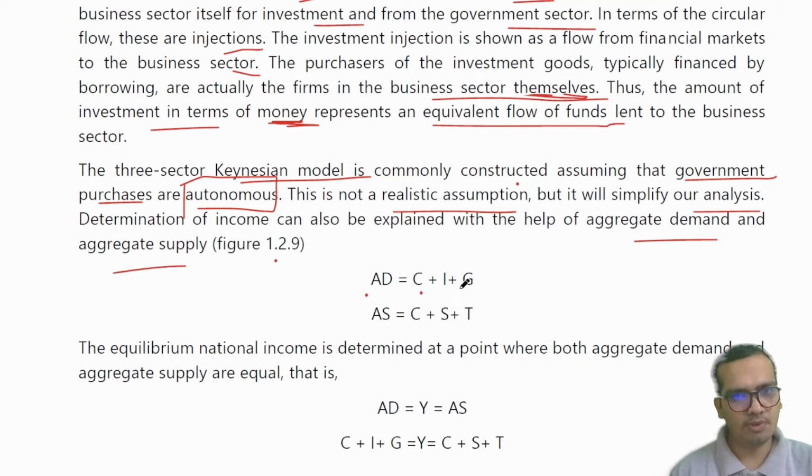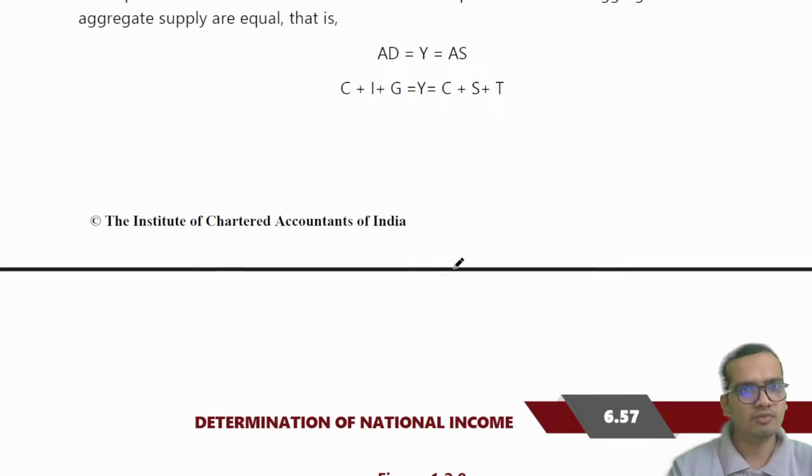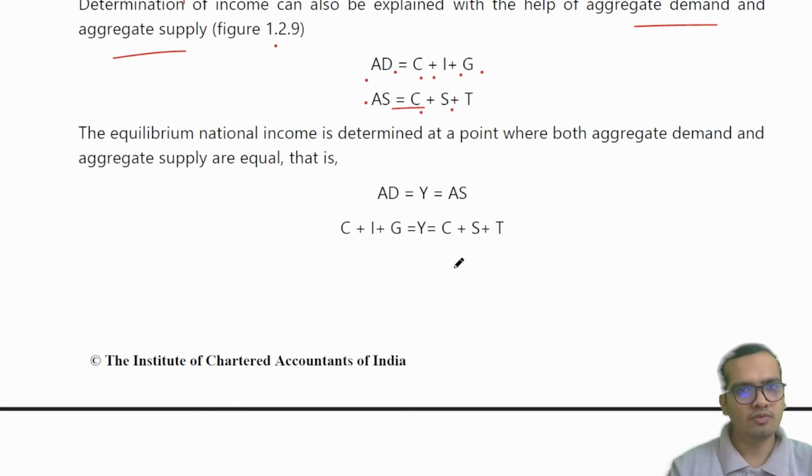AD equals C plus I plus G, and AS, aggregate supply, equals C plus S plus T. The equilibrium national income is determined at a point where both aggregate demand and aggregate supply are equal, that is AD equals Y equals AS. So C plus I plus G equals Y equals C plus S plus T.